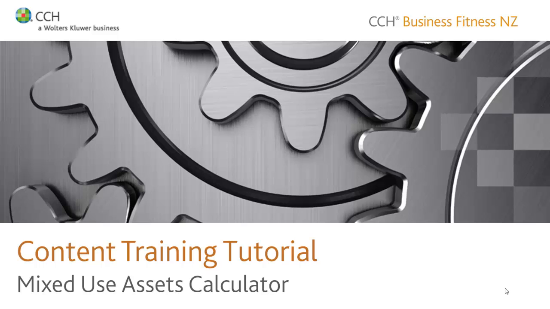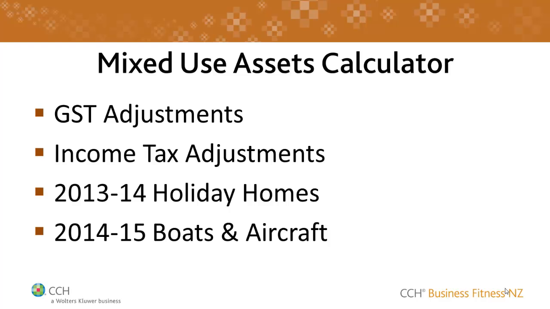Today we'll be looking at the Mixed Use Asset Calculator. This clever workbook calculates GST and income tax adjustments for mixed use assets. Calculations apply to all entity types except non-closed companies and cover the new rules that have come into effect from the 2013 to 14 tax year for mixed use holiday homes and from the 2014 to 15 tax year for mixed use boats and aircraft.